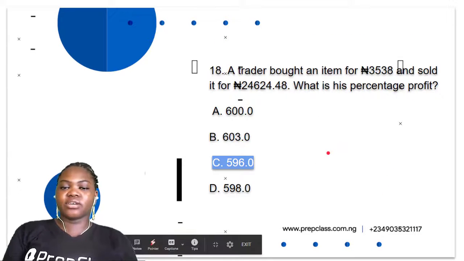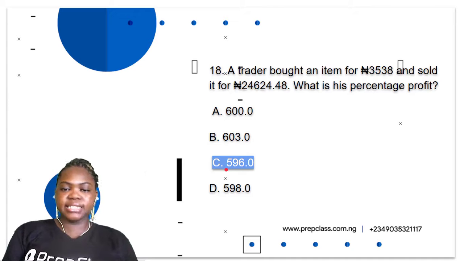Now let's find out the correct option. The correct option is C, 596.0.